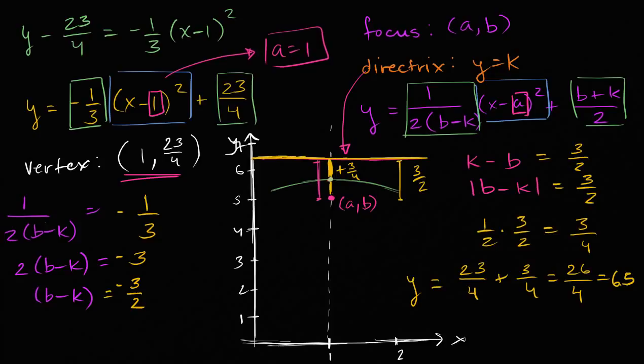And the focus, well, we know the x coordinate of the focus. a is going to be equal to 1. And b is going to be 3/4 less than the y coordinate of the directrix. So 23/4 minus 3/4, which is 20/4, which is just equal to 5. And we are done. That's the focus, (1, 5). The directrix is y is equal to 6.5.